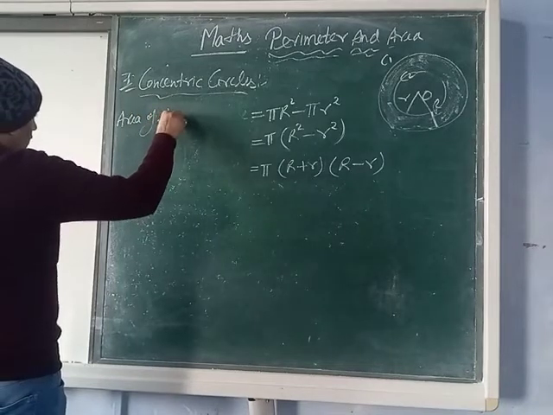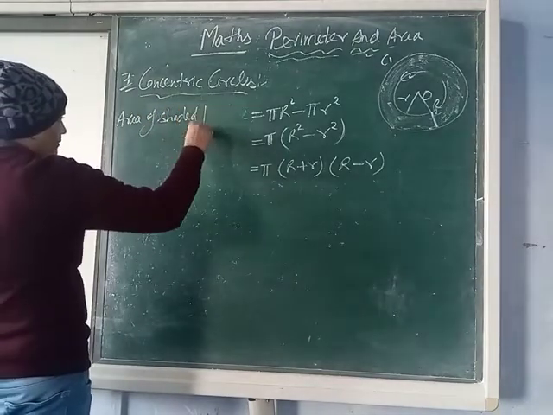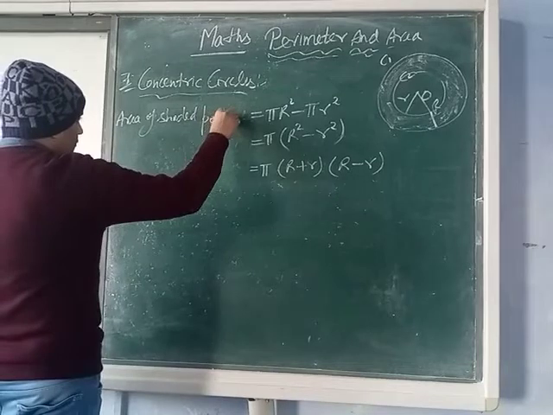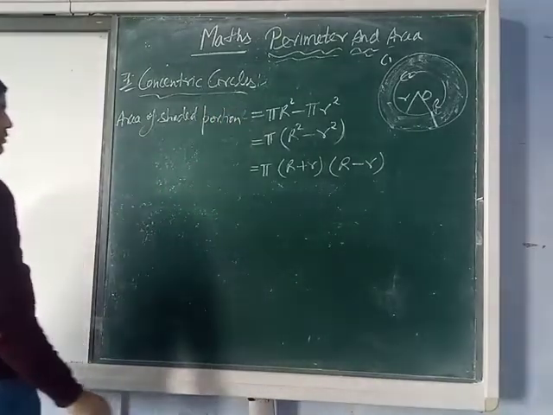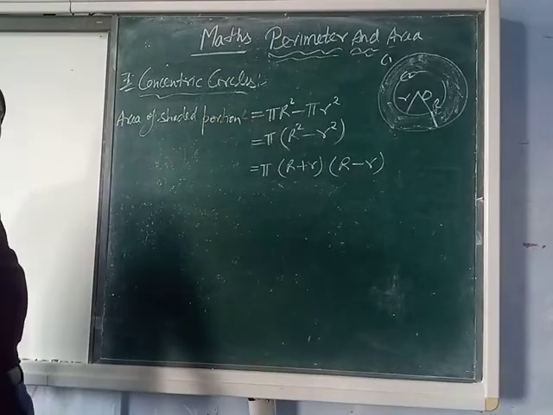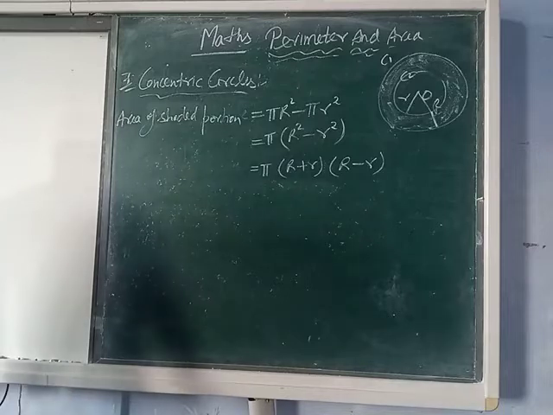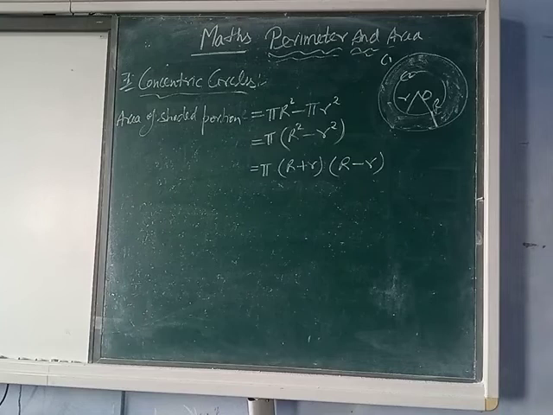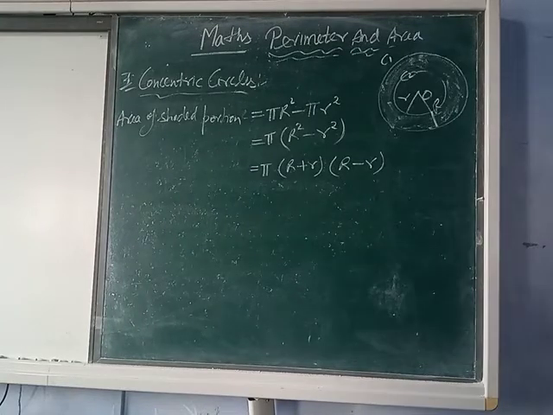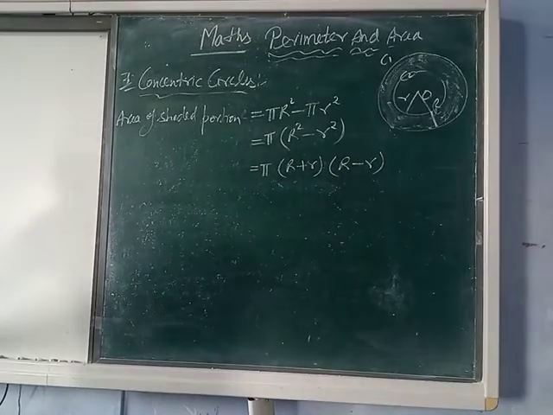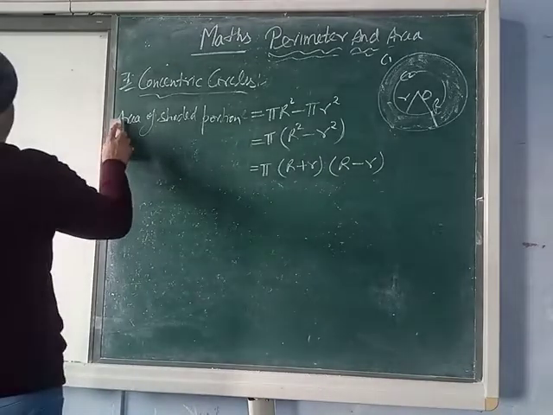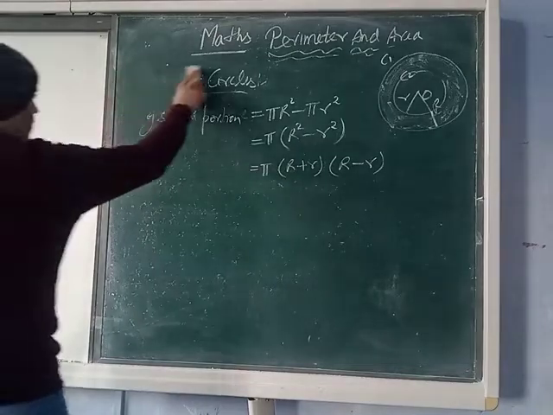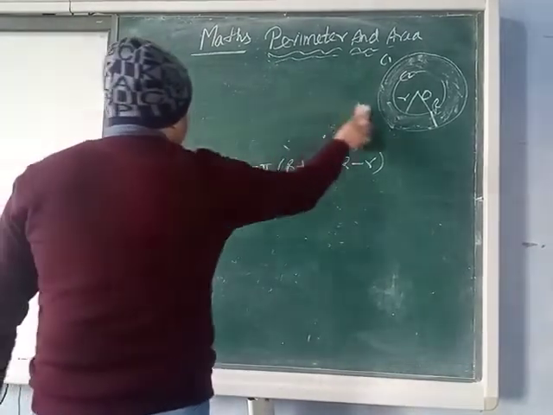So this thing you will write like this, not as area of a circle but as area of shaded portion, pi into R square minus r square. This is for concentric circles, to find the shaded portion area. Next, one more thing we have discussed: area in rectangular shape.